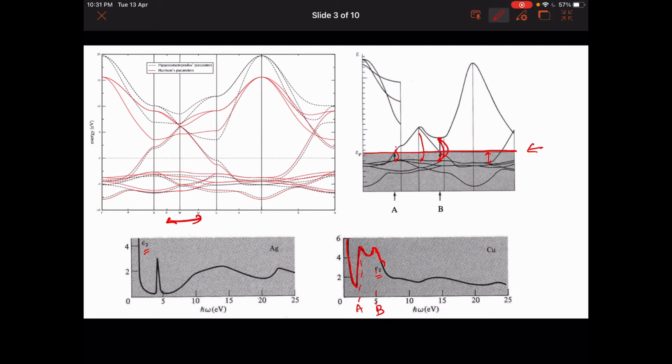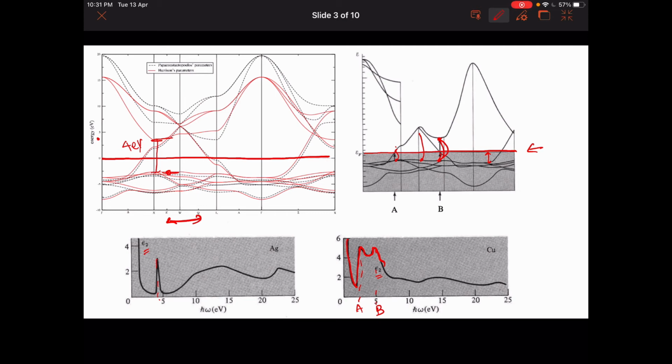Similarly, for silver, you do not have a double peak structure, but you have a single peak at around 4 eV. Where do you have 4 eV? You can see the topmost band here. Let's say this is your Fermi level. You have almost a flat line here, and this gap is about 4 electron volts. So you have a very strong peak at around 4 electron volts, where an electron from one band jumps to another band. These are called interband excitations.